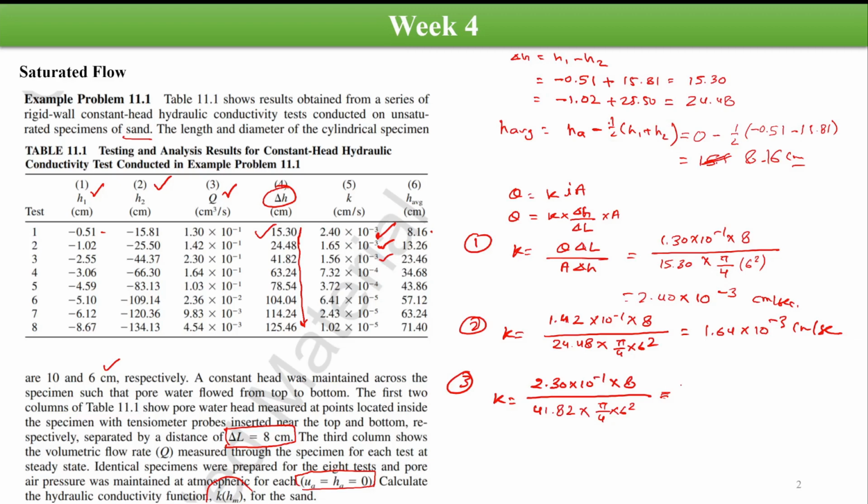So I hope you are getting 1.55 × 10^-3 centimeter per second. Similarly, if you calculate for test 4, test 5, test 6, test 7, and test 8, then we will get all the values of hydraulic conductivity, right? So we needed to calculate the hydraulic conductivity function for the sand, and the hydraulic conductivity can be found using this formula. Kindly have a look at this question again and let me know if there is any problem with this one.